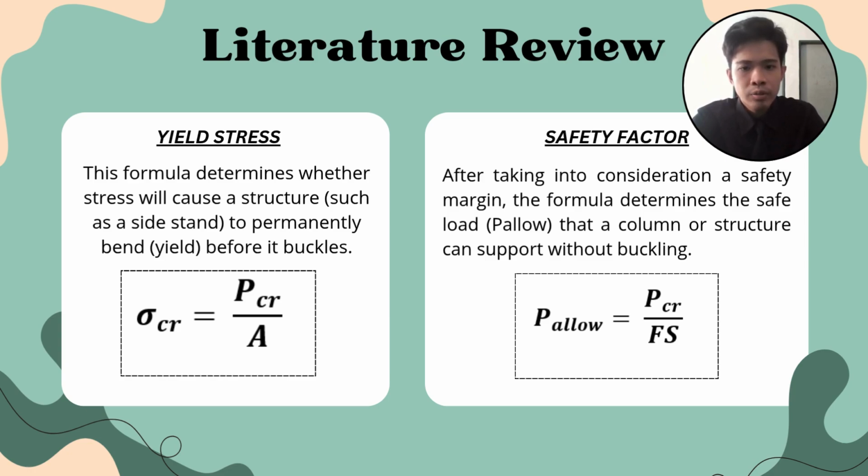Below is the formula that we can use for the safety factor, which is P allow equals PCR over Fs. P allow represents the allowable load that it can support without buckling. Meanwhile, the PCR represents the critical load, and lastly, the Fs represents the safety factor that we can use to also prevent buckling from happening.